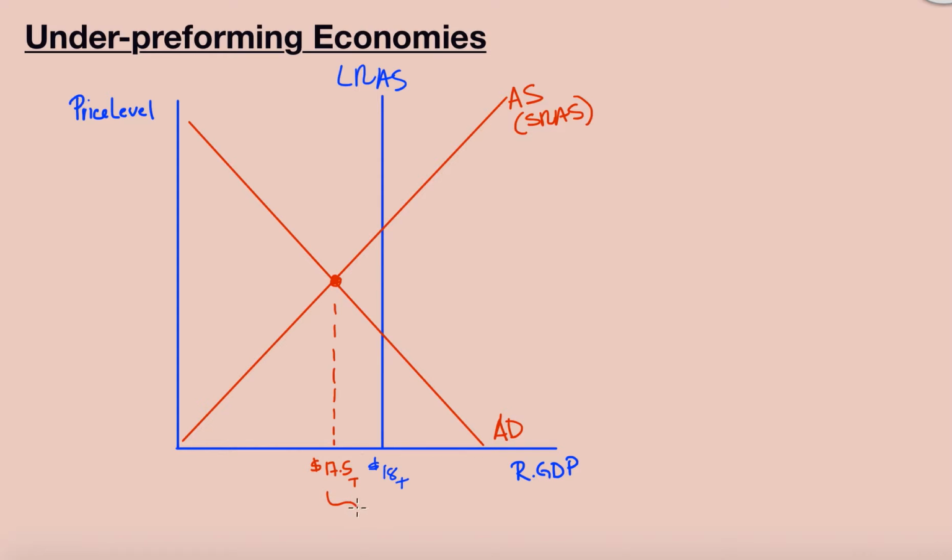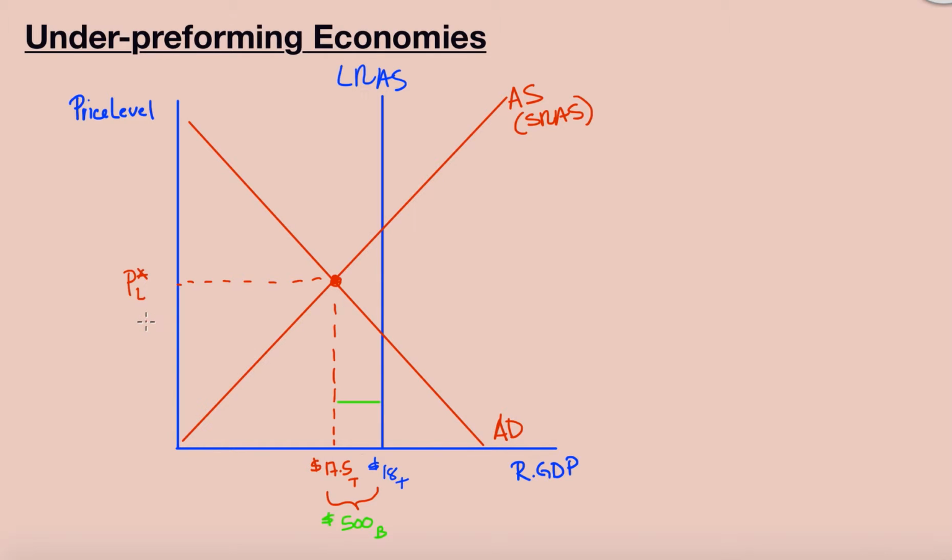Okay, so right here we have what's called a recessionary gap. A recessionary gap is the distance from our long-run aggregate supply curve to equilibrium in our short-run market. So here we have a recessionary gap of $500 billion. Now, if we look at our price level, it is determined by the short run, so this is our current equilibrium price level.